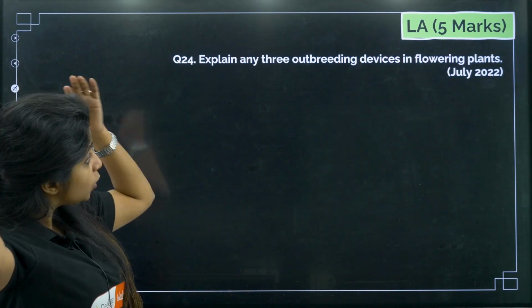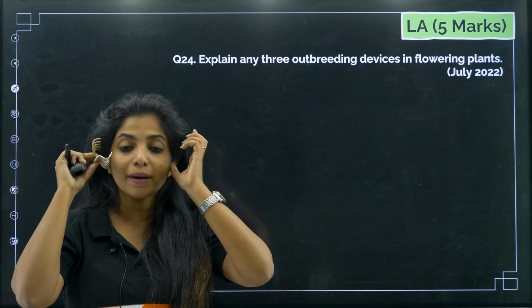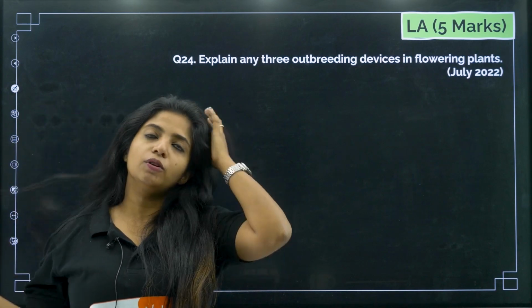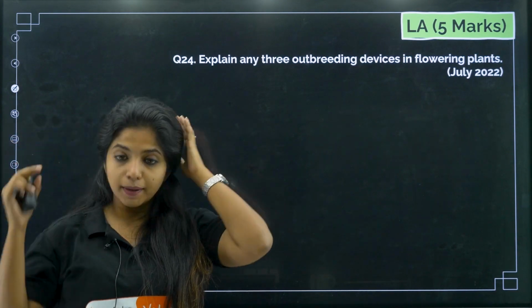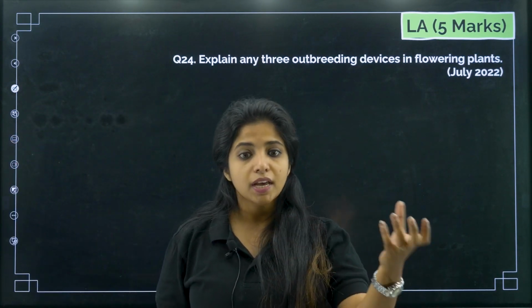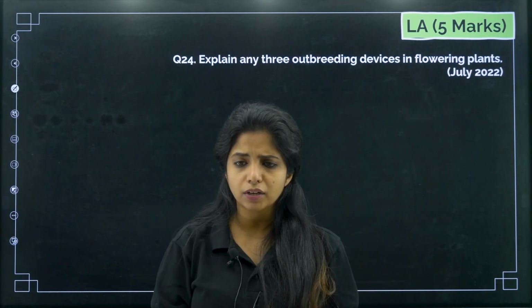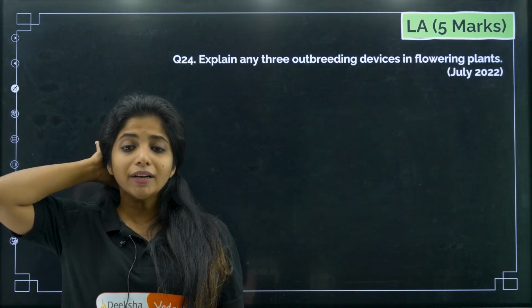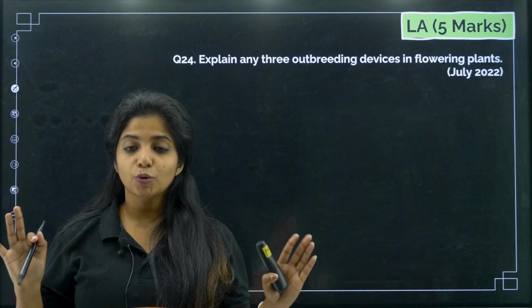Now, we have the last question. Explain any 3 outbreeding devices in flowering plants. What do you mean by outbreeding devices? Look, inbreeding, as in, for example, there is a plant, and in the plant you have several flowers. If breeding is happening between these flower parts, within the same plant, you call it inbreeding.